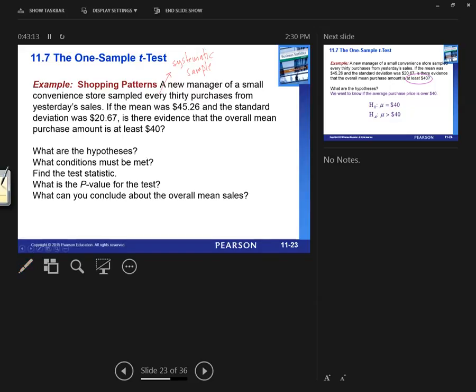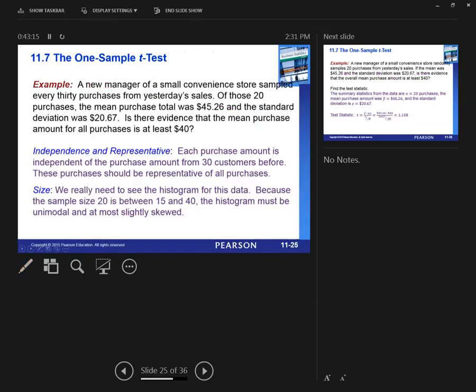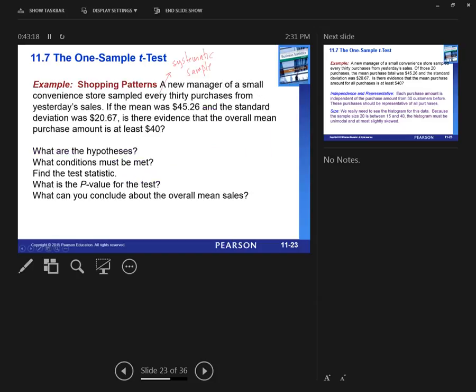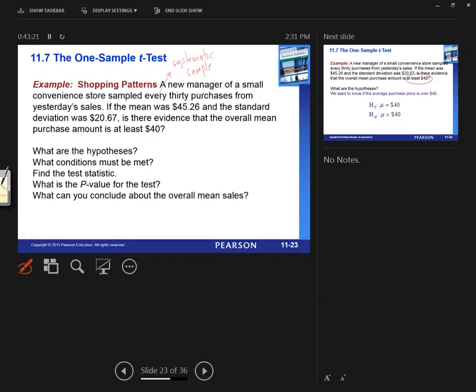Oh, I didn't tell you n. Let's see, what was n? 20 purchases. So every 30 samples, I messed it up. There are 20 purchases that we're looking at, which I didn't write in there, but I wrote later. Sorry about that. And so this Y bar, this mean, is the average price of these 20 amounts. So this is Y bar, and this is $45.26. And the standard deviation of those 20 purchases, that's S, and that is $20.67.